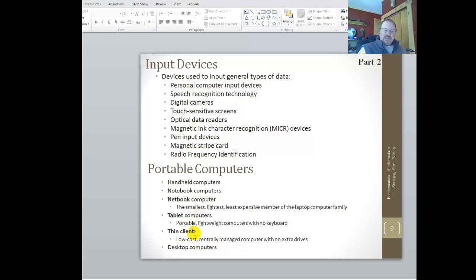And then we have a thin client device that's fairly portable. It's actually a small computer that can tie onto your network, and it looks 2 or 3 times the size of your smartphone essentially, and it just acts as a pass-through device between your keyboard to the server.